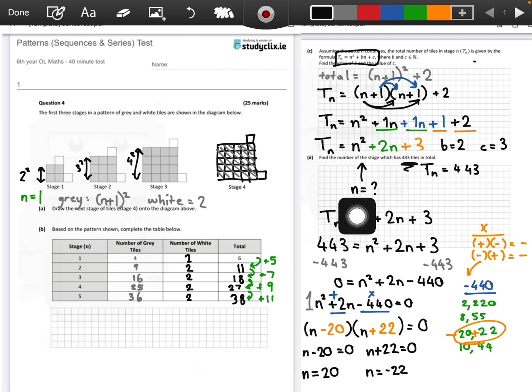Now I'm going to go back and read my question to check I'm finished. It says, find the number of the stage which has 443 tiles in total. We aren't going to go back -20 patterns. It isn't asking you to imagine going back. The stage is only continuing on in these positive numbers. So we're going to go with n is equal to 20. So it's the 20th stage.